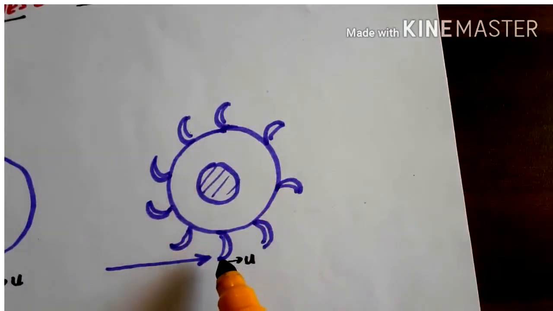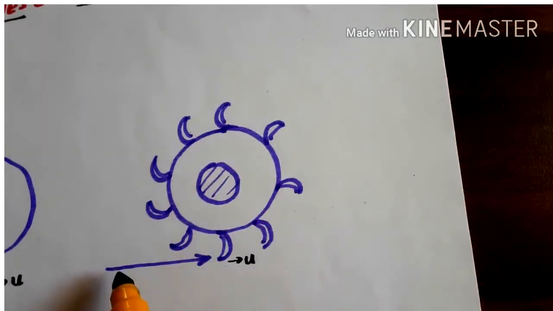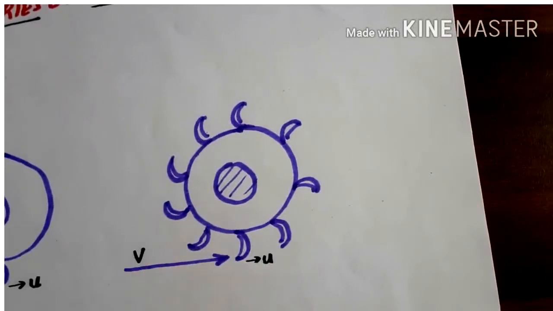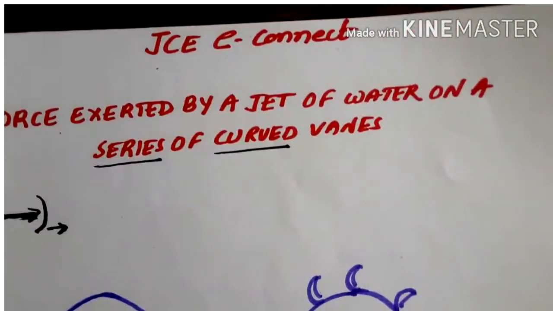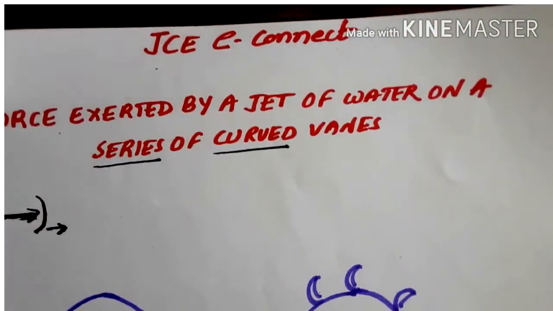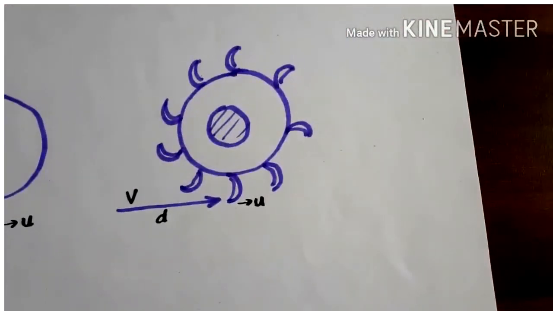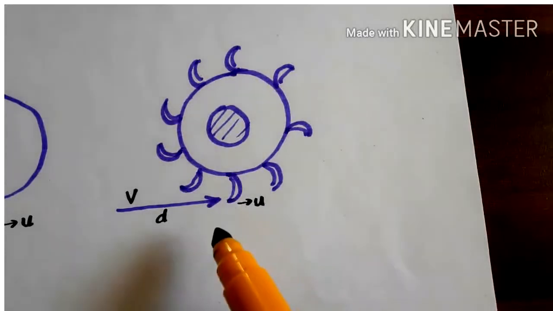So let us consider this case. Consider a jet of water of velocity v and jet diameter d striking the vane at the center, and the vane is moving with a velocity u. Let us derive the equation for this one, that is the force exerted by a jet of water on a series of curved vanes. This is very important, and it is practically feasible also by having this kind of vanes.